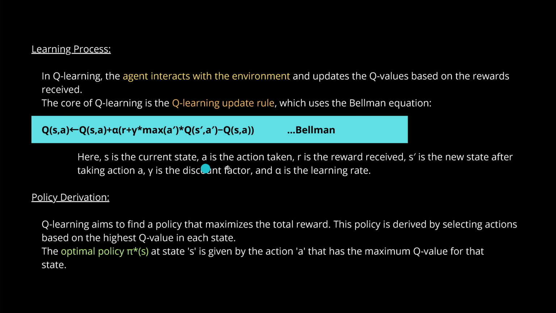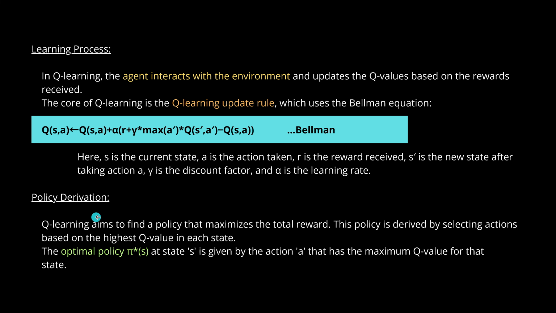So, S is our current state, A is the action taken, R is the reward received, S' is the new state after the action A, gamma is the discount factor, and alpha is the learning rate. You know this. So, very simple way to calculate this. We will do an example in a minute.